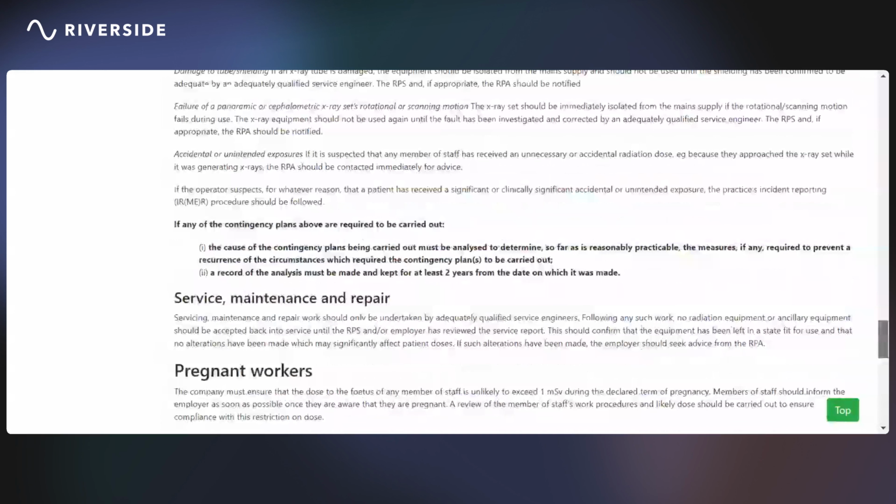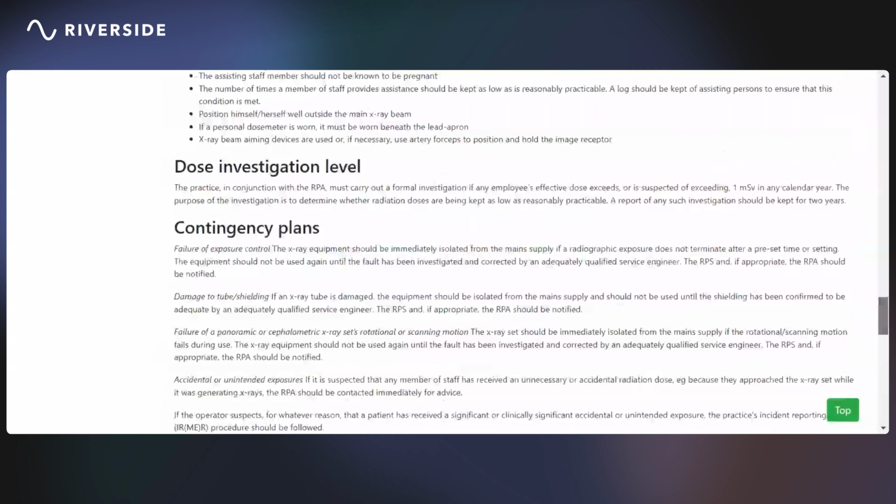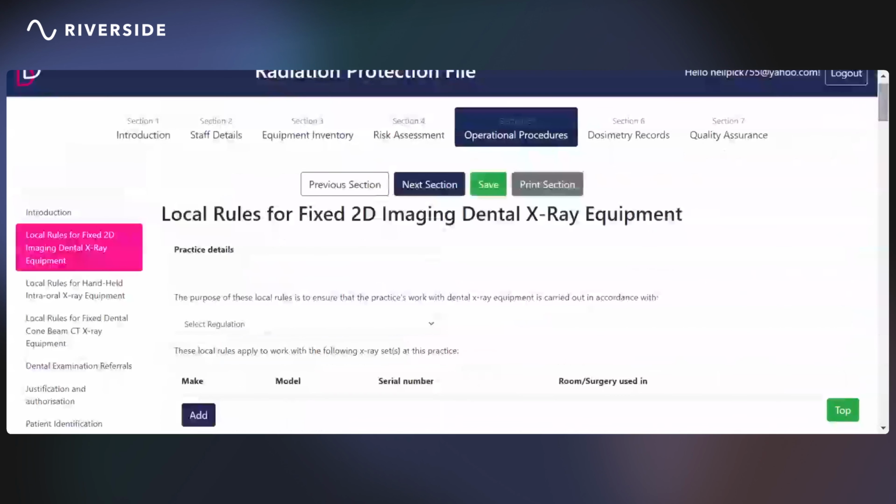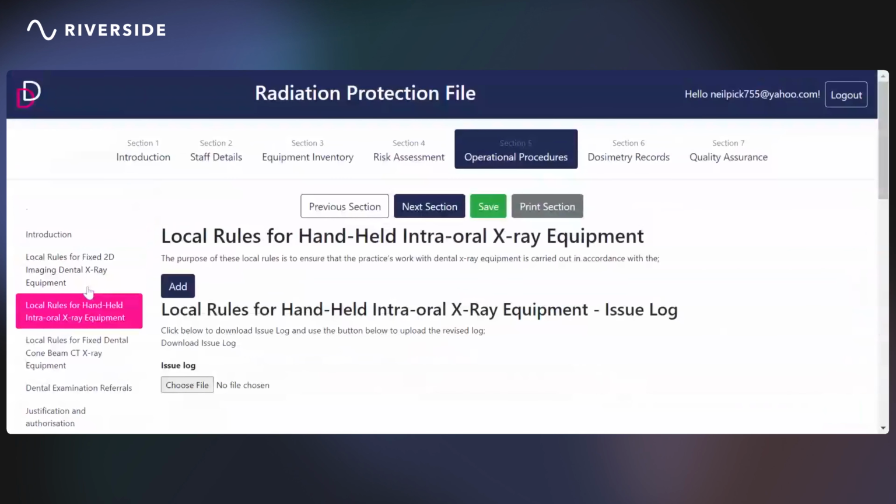So the whole template is there, it can be completed online and saved and printed, or you can just use this as a template to base your own local rules on. Moving down on the left-hand side, we have local rules for handheld equipment. So again, this is for battery-powered units, and we just click on the Add button.